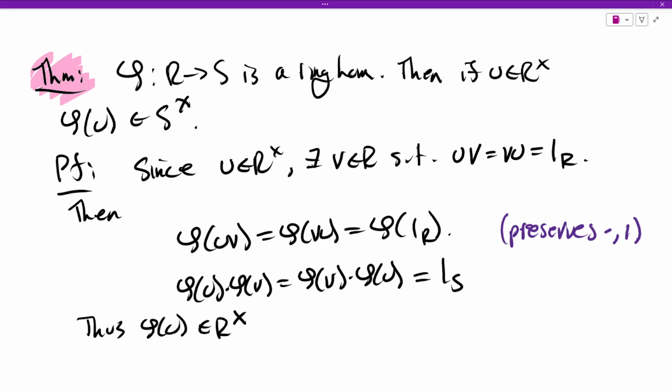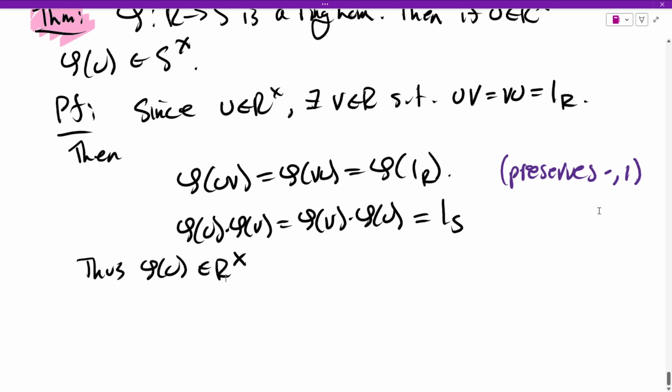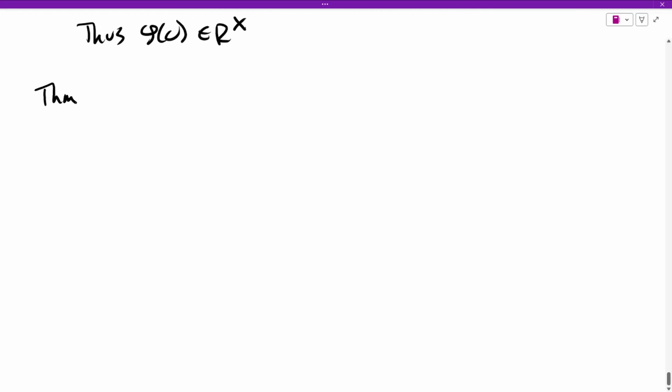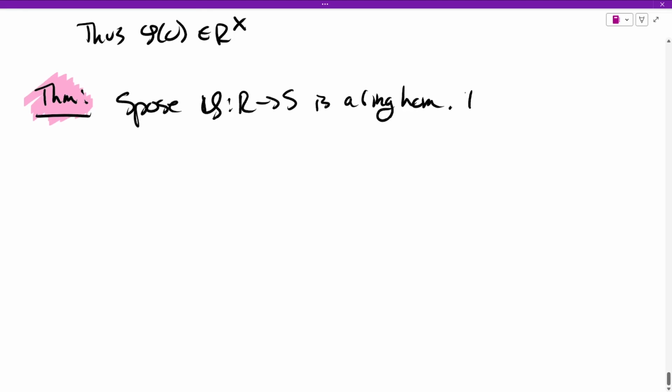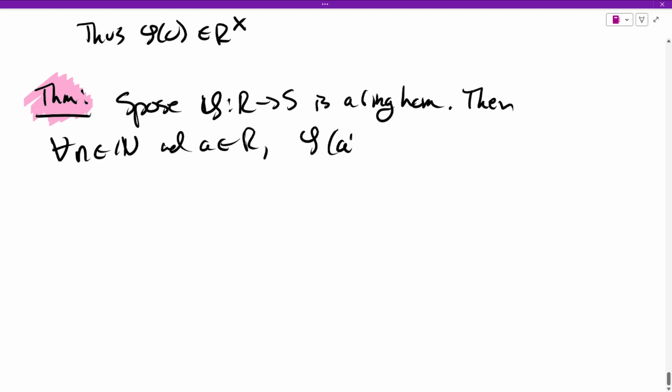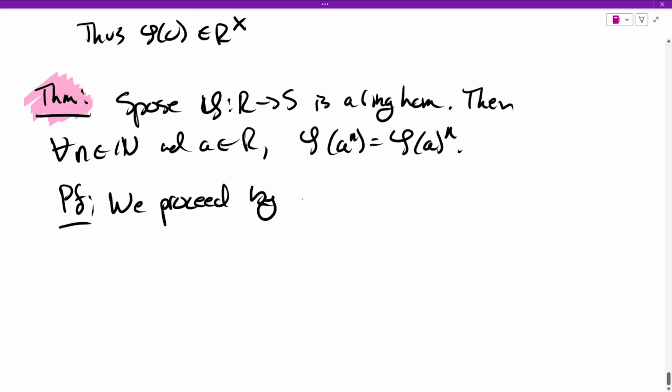And the last thing we'll prove to give more evidence that phi is structure preserving is that phi sends powers to powers. So phi is compatible with powers. So suppose, again, phi from R to S is a ring hom. Then for all n in the natural numbers and a in R, phi of a to the n is phi of a to the n. Now, why should this be true? Well, whole number powers are repeated multiplication, and phi is compatible with multiplication. So it should be compatible with powers. Nevertheless, we need to prove it. So we're going to proceed by induction because it's a statement about all natural numbers.